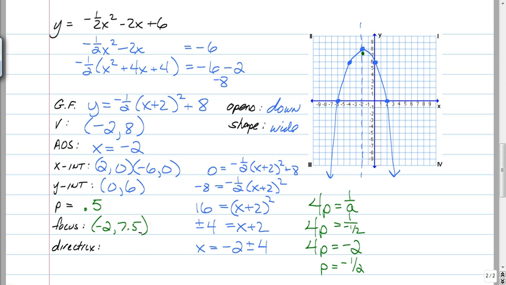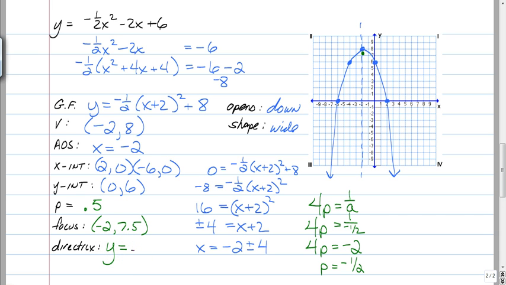Now your other new thing is the directrix. The directrix is a line that is perpendicular to your axis of symmetry. So since our axis of symmetry is a vertical line at x equals, our directrix is going to be a horizontal line, so it's y equals.